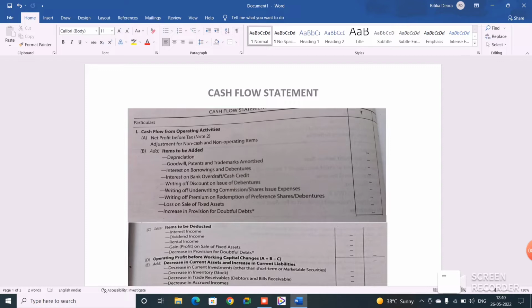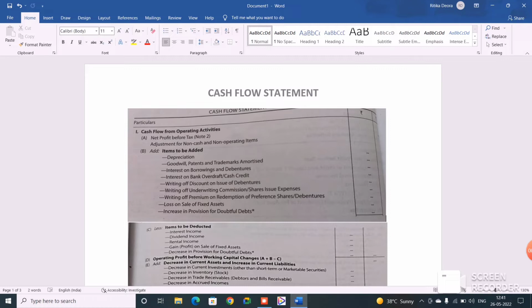So let us start. I'll give you a very brief introduction of what is cash flow statement. As the name suggests, cash flow statement tells us about the inflow and outflow of cash and cash equivalents. So what are cash equivalents? Cash we understand. Cash means cash in hand, which we carry in the form of notes or currency, and it also includes cash with the bank, our deposits with the bank. Now, what are cash equivalents?